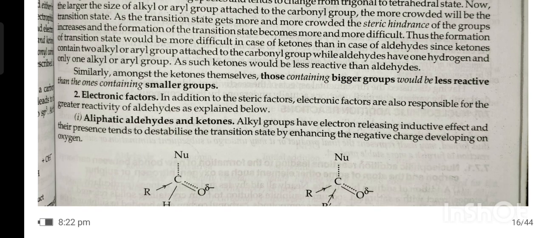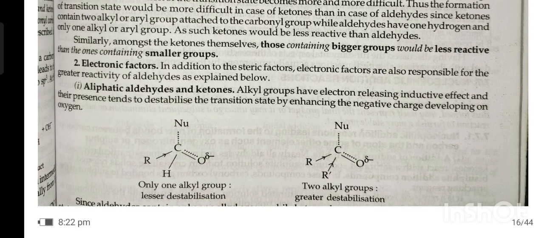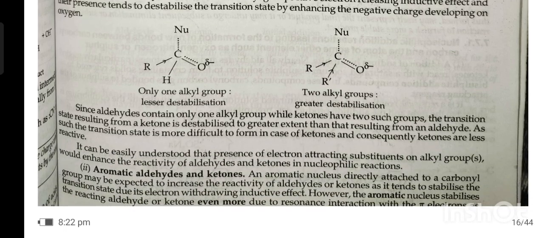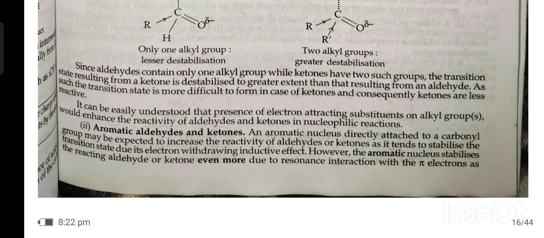Second, electronic factor. In addition to the steric hindrance, electronic factors are also responsible for the greater reactivity of aldehydes, as explained below. First, aliphatic aldehydes and ketones. Alkyl groups have an electron-releasing inductive effect, and their presence tends to destabilize the transition state by enhancing the negative charge developing on oxygen. Since an aldehyde contains only one alkyl group while a ketone has two such groups, the transition state resulting from a ketone is destabilized to a greater extent than that resulting from an aldehyde. As such, the transition state is more difficult to form in the case of ketones, and consequently ketones are less reactive.